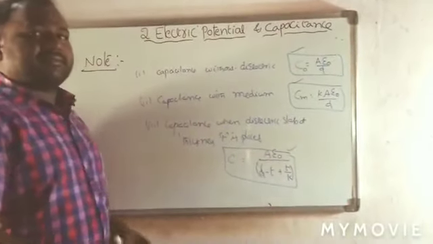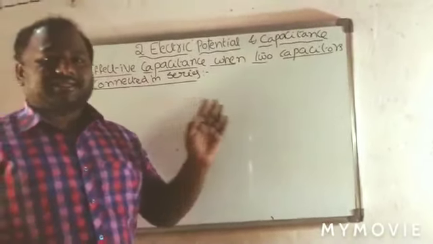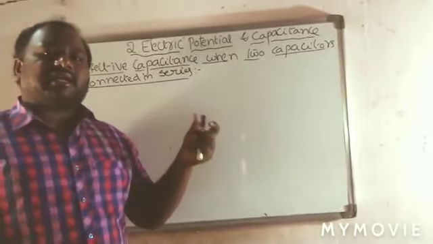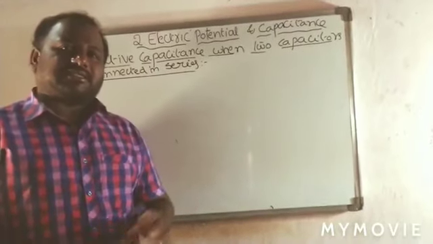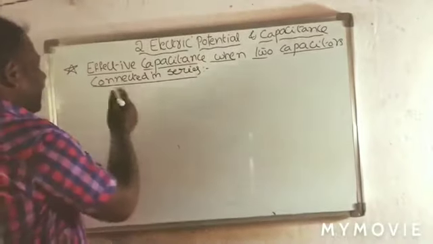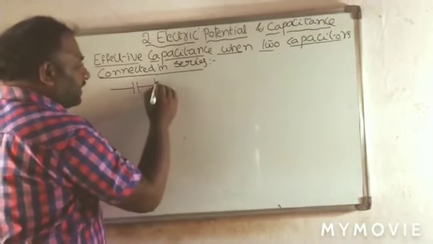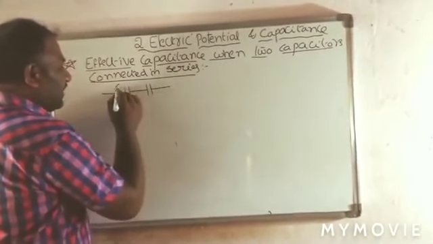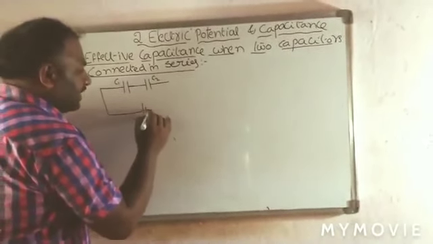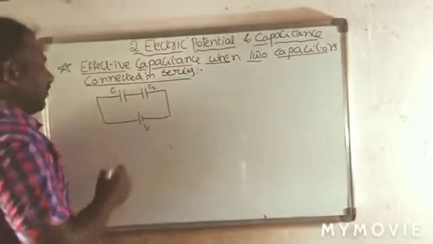Now the grouping of the capacitors. Grouping of capacitors means when capacitors are connected in series and when capacitors are connected in parallel. First we derive, when two capacitors are connected in series, what is the effective capacitance? This is also an important question which is given for 3 marks. Now see here, we consider two capacitors, capacitor 1 and capacitor 2, C1 and C2. Both are connected to a voltage source.